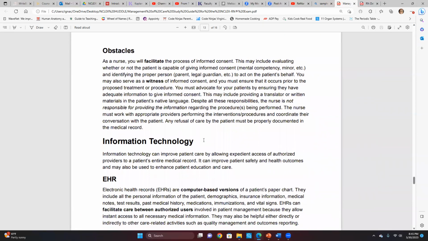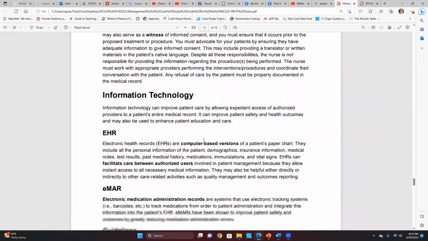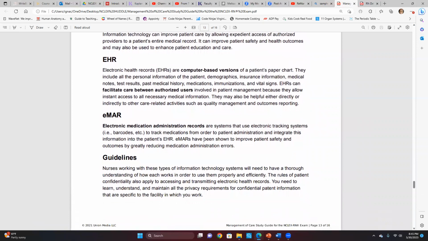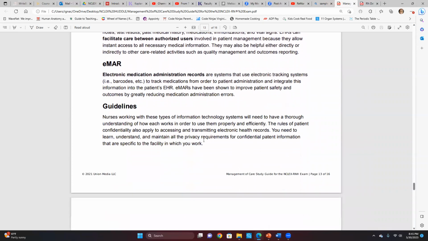Okay. And so we'll facilitate informed consent. We can serve as a witness, but again, it must be scanned into the record by us. And if there's any questions, we contact the doctor to come back and explain to the patient. So EHR is electronic health record, and EMAR is the electronic medication administration record.